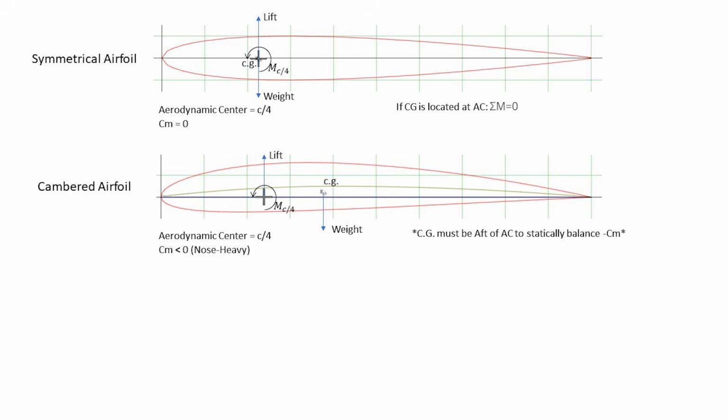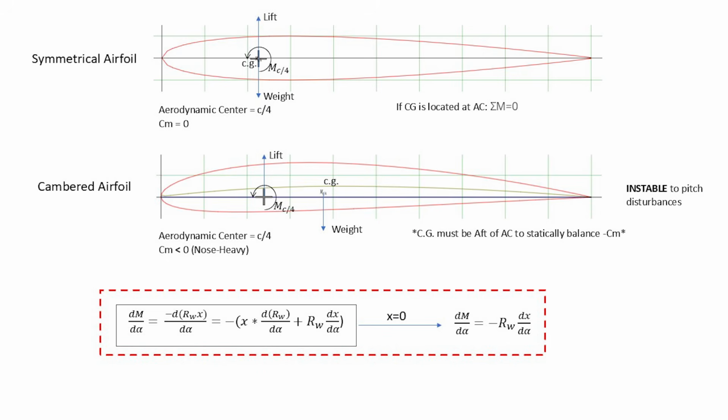This sounds super weird. That's because it is. This is ignoring any alpha effects of CP travel. And let's remember that the simplified equation for static stability is here. So this airfoil can be stable in a static condition in the image, but will be unstable to any other mode of flight, any pitch disturbances.